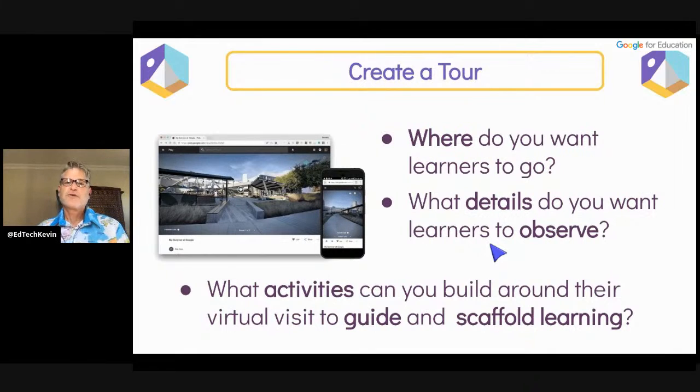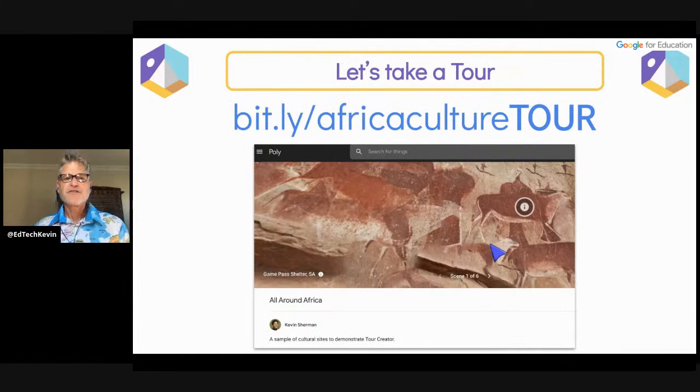Now, creating a tour. This is what I'm going to demonstrate right now for you. But before I do, I want you to do some thinking about when you're creating a tour. There are some critical questions to ask. Where do you want your learners to go? Obviously, the most important question. What details do you want them to observe? You remember I had those points of interest, those little information icons. That's really important to think about. What do you want your learners to be looking at? And then what activities can you build around their virtual visit to guide them through the tour and also to scaffold their learning? And that's where I use that Google form to guide tours.